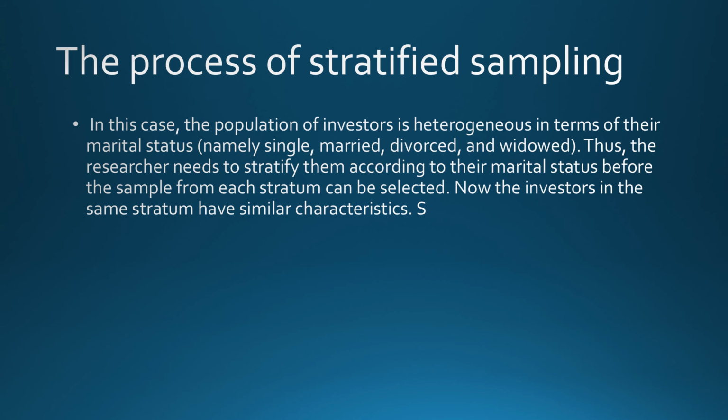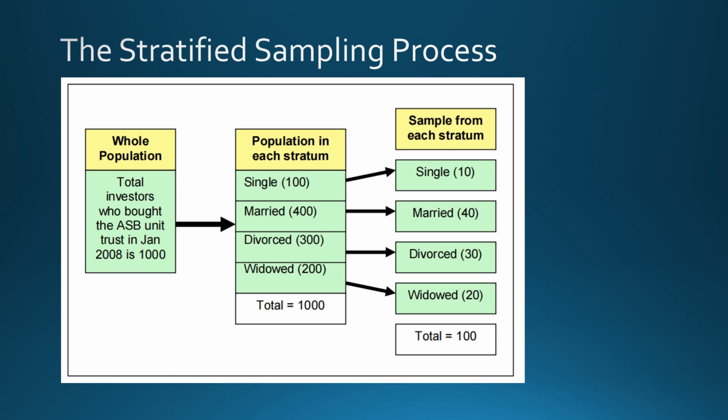The process of stratified sampling. In this case, the population of investors is heterogeneous in terms of their marital status, namely single, married, divorced, and widowed. Thus, the researcher needs to stratify them according to their marital status before the sample from each stratum can be selected. Now the investors in the same stratum have similar characteristics. The stratified sampling process.